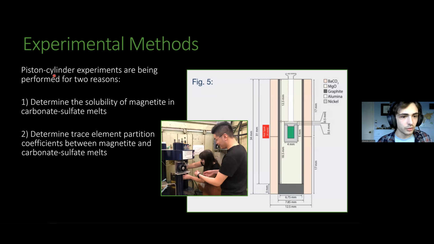We are using a piston cylinder to determine how soluble magnetite is within carbonate sulfate melts, and determine the trace element partitioning between the magnetite phase and the magmatic salt phase. So we equilibrate magnetite with molten carbonate sulfate mixtures and then analyze the run products by electron microprobe and LA-ICP-MS. And it's worth noting that the experimental side of this study has really been done by Zhongjing Yuan, the PhD student, who's done a great job so far.